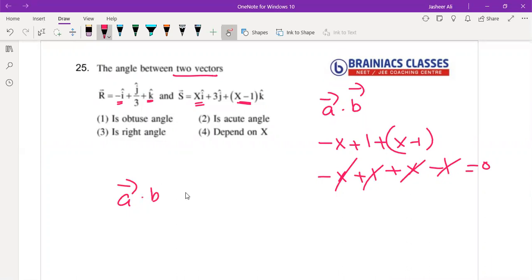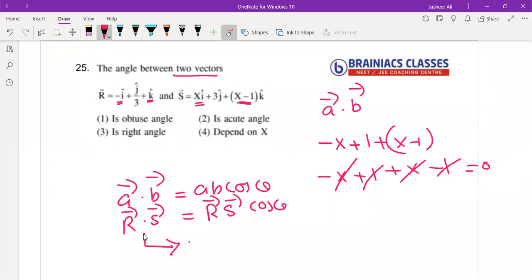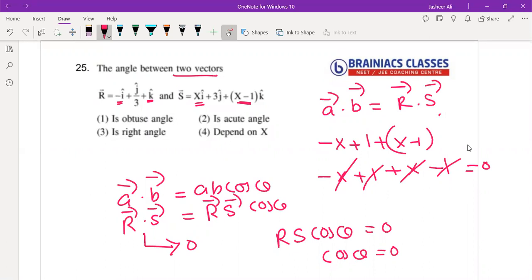Okay, so what is a dot b? Basically a dot b will be equal to ab cos theta. In our case vector r and s. So r dot vector s will be equal to rs cos theta. You found r dot s as 0, which means rs cos theta equal to 0, so cos theta equal to 0. At what value of theta will cos theta become equal to 0? Theta will be equal to 90 degrees. So what is the angle between them? It is a right angle, 90 degrees.